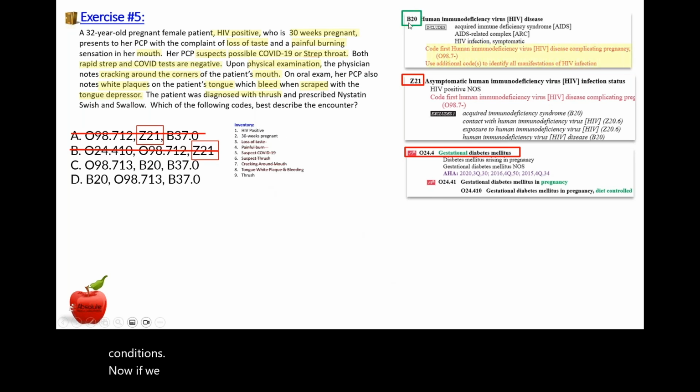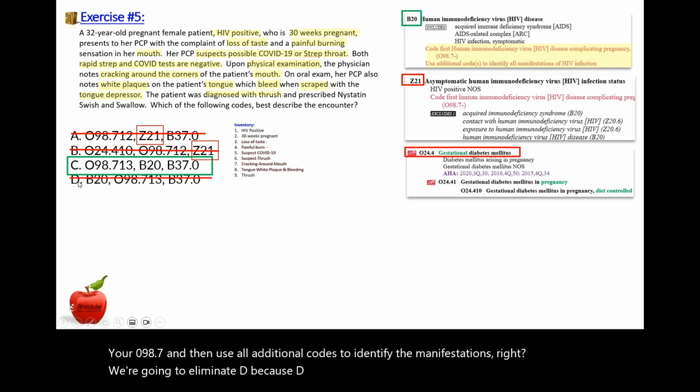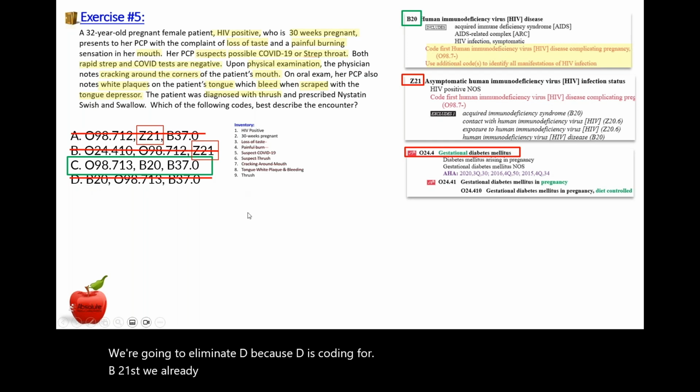Now, if we go up to B20, the HIV guidance tells you to code first your O98.7 and then use additional codes to identify the manifestations, right? We're going to eliminate D because D is coding for B20 first. We already said that, right? So that's why we're eliminating D, and C is our answer.